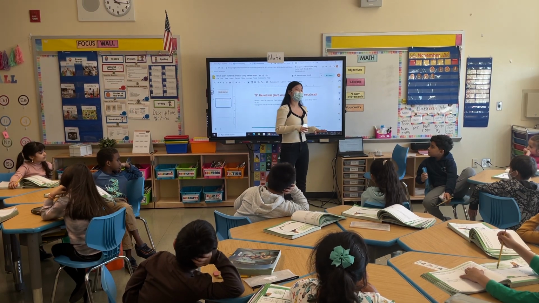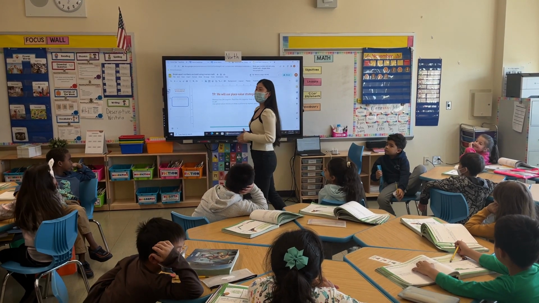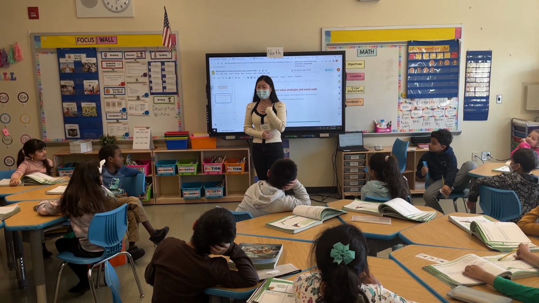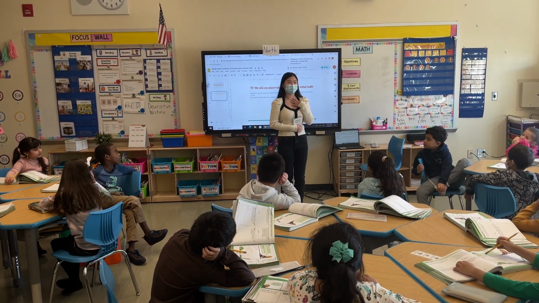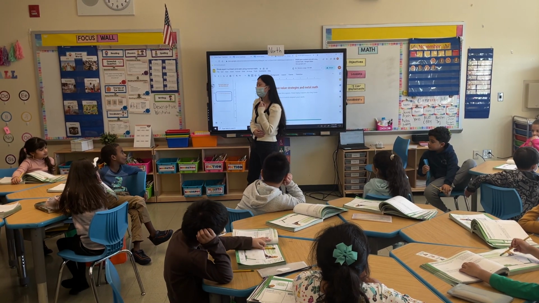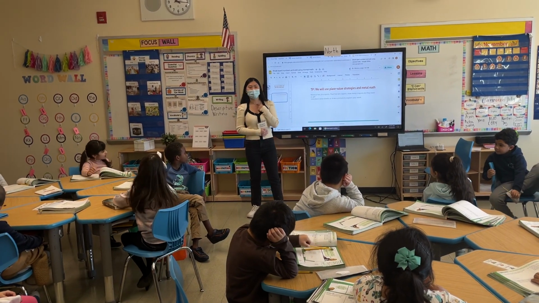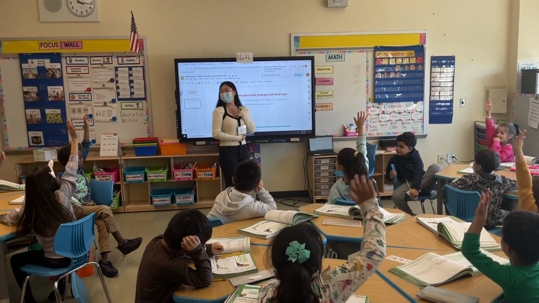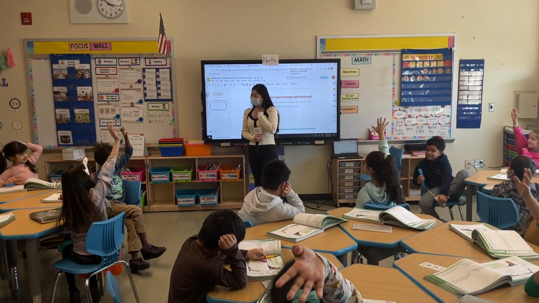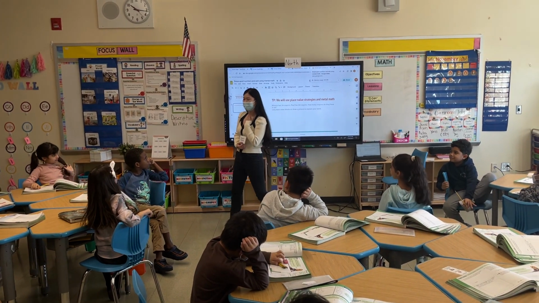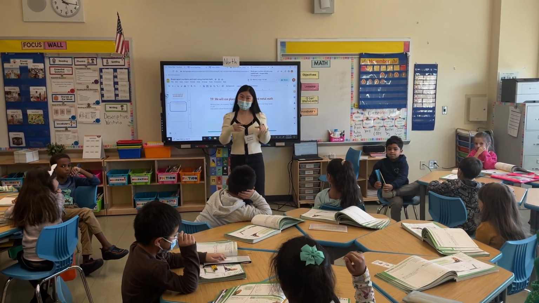Before we begin, think about working with partners, and right now I'm modeling for you. I would tell you guys what my number is. For example, right now I'm thinking of a number that has 6 tens and 5 ones. So what is the number? Brilliant. 65. Good job.